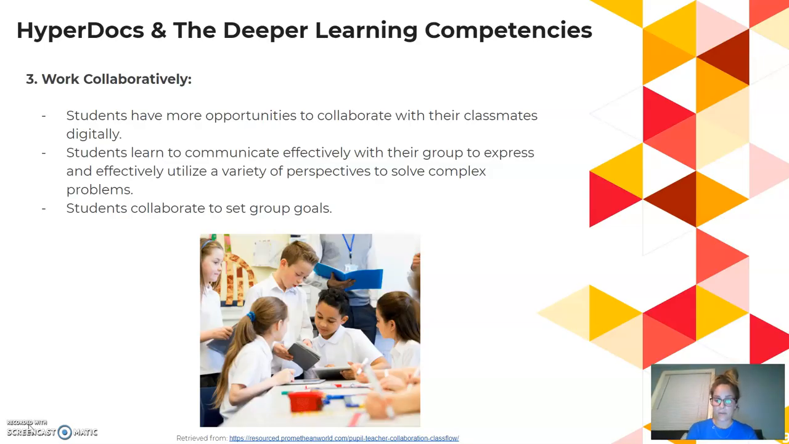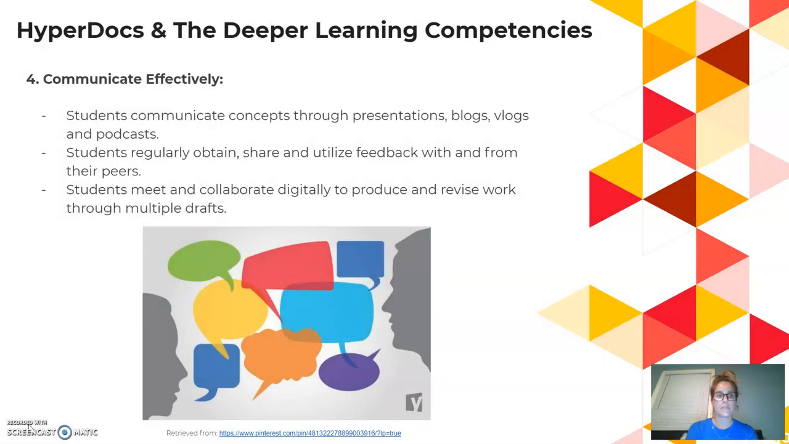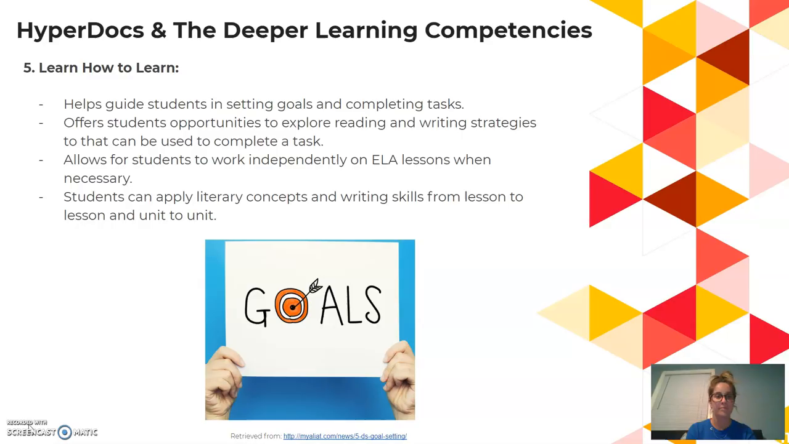They'll work together on a pretty regular basis. They'll communicate effectively through presentations, blogs, vlogs, and these hyperdocs. Students will also be able to gain feedback from their peers and collaborate digitally with some of these hyperdocs because some of them will be group work.